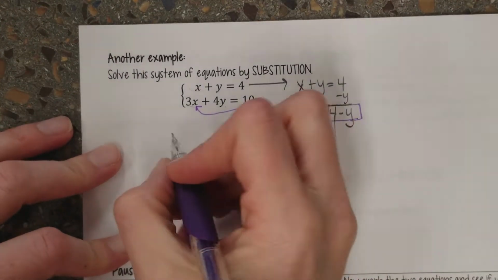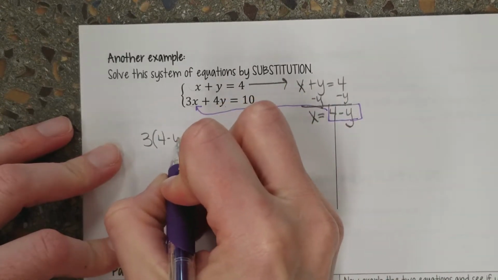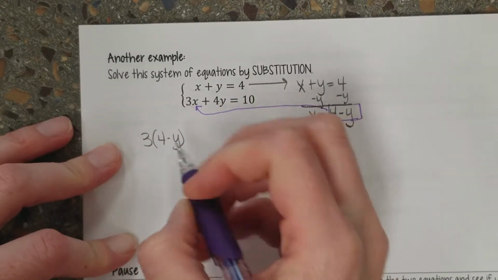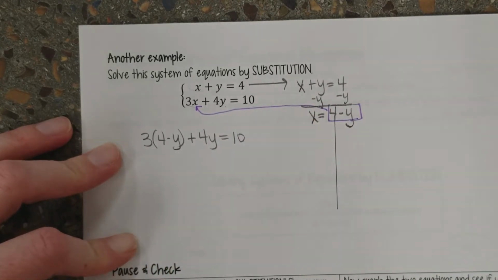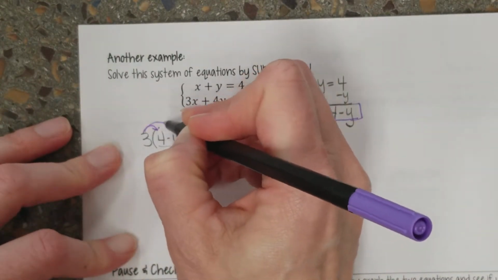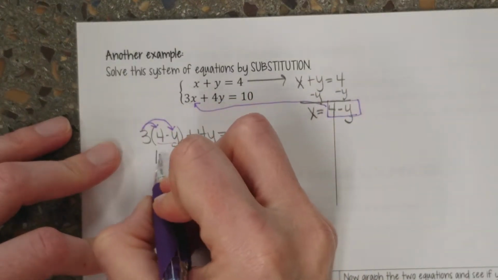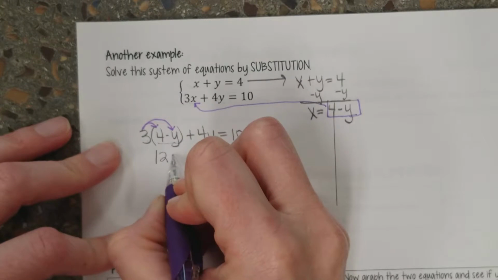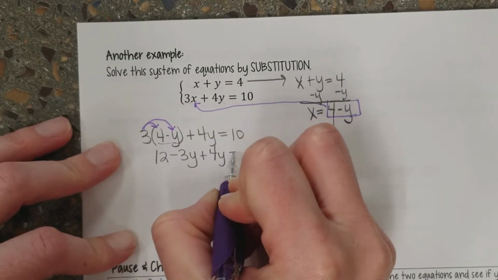All right, so we're going to do 3 times and then 4 minus y, and then we just write the rest of this down. Plus 4y equals 10. Oops, I meant to write that in purple. This should have been purple, sorry. All right, so now what we're going to do is we're going to distribute the 3. So 3 times 4 is 12. 3 times negative y is negative 3y, and then this stays plus 4y equals 10.